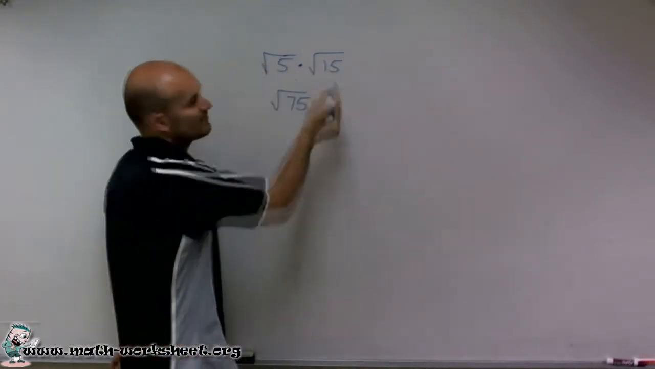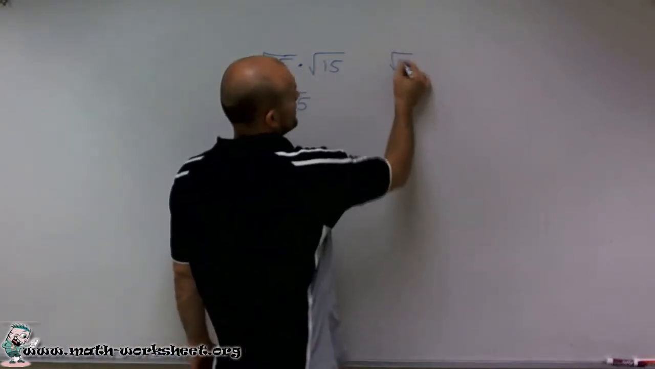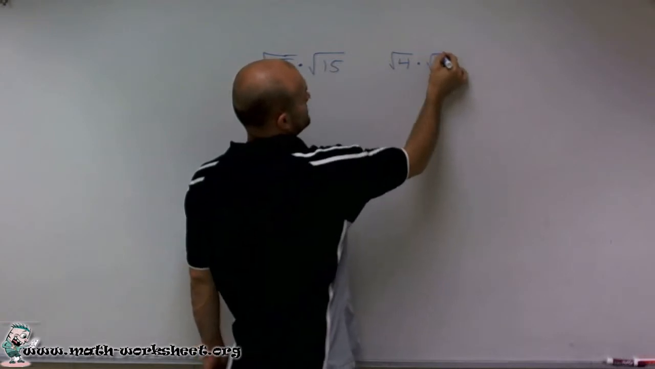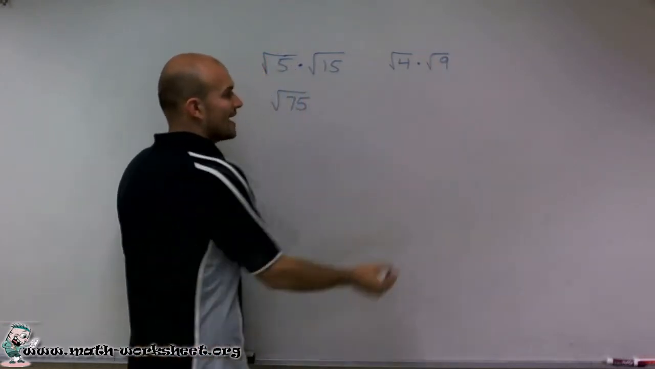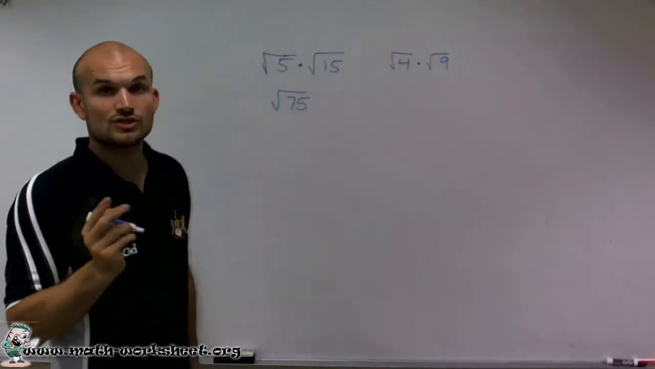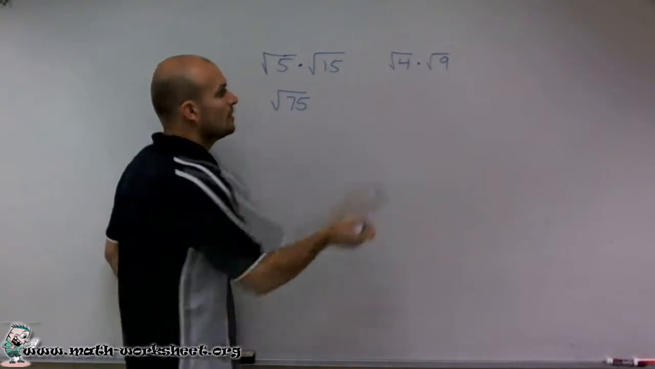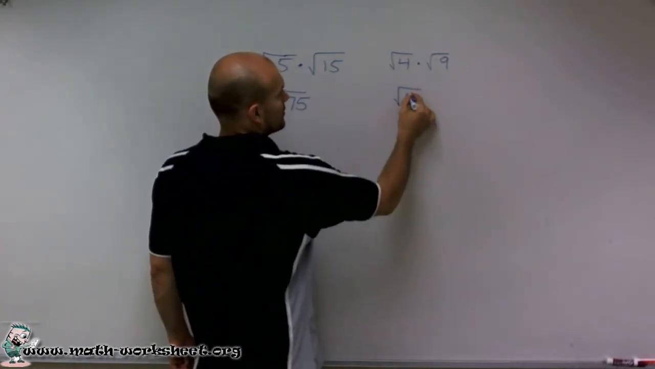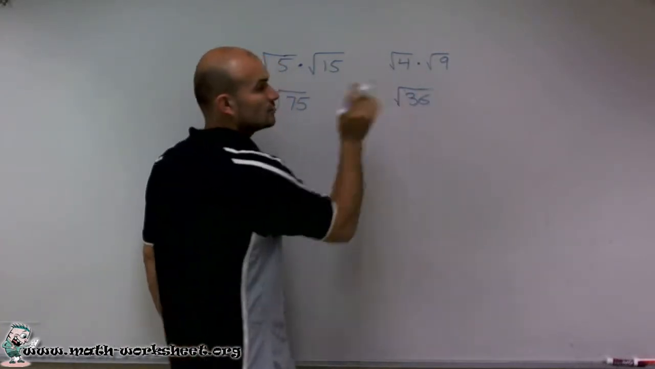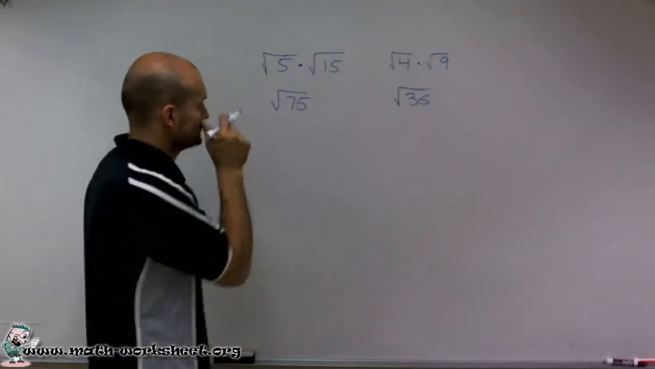And just to prove my point, let me show you an example. We don't know what the square root of 5 is or what the square root of 15 is, right? But let's take an easy number that we do know. Let's say the square root of 4 times the square root of 9. Now we know the square root of 4 is 2 and the square root of 9 is 3. 2 times 3 is 6, right? Well, what happens if we multiply them? We would get the square root of 36. The square root of 36 is also 6.